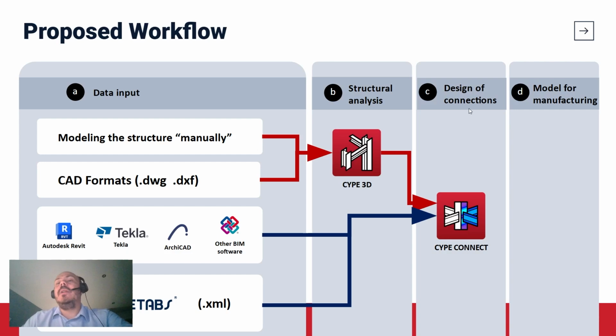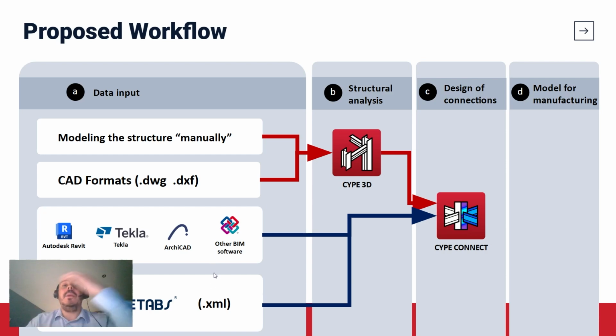Okay. Design of connections. Design of connections is actually where everything is going to be connected, where the workflows will be transformed from 4 different situations to the same situation. Okay, design of connections at Cype Connect. It means if I started modeling the structure with Cype 3D, or importing the CAD formats at Cype 3D, if I already analyzed this structure here, I can now send this information from this part of the project to this part of the project, where I can now design the connections. It means that all the loads that were introduced here, all the load cases, the geometry of the nodes of this structure, can be sent from here to here, and then here I can design the connections.